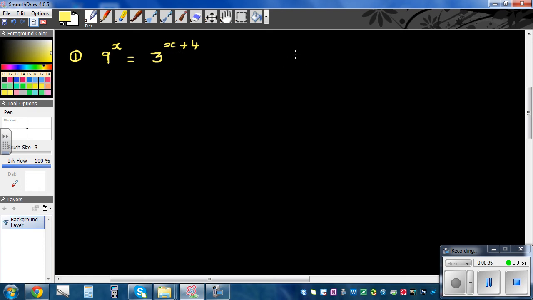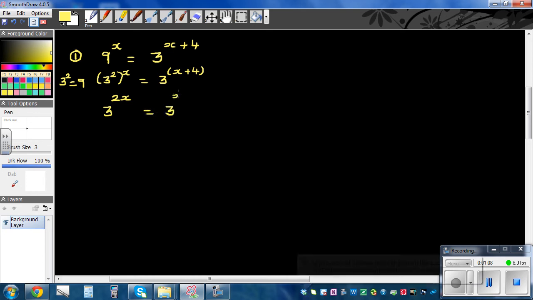Well, I know 3 squared is equal to 9. So in place of 9, I can write 3 squared. So I'm going to write this as 3 squared raised to x is equal to 3 raised to x plus 4. Well, you've got power of power, so you have to multiply the power. So 3 raised to 2x is equal to 3 raised to x plus 4.